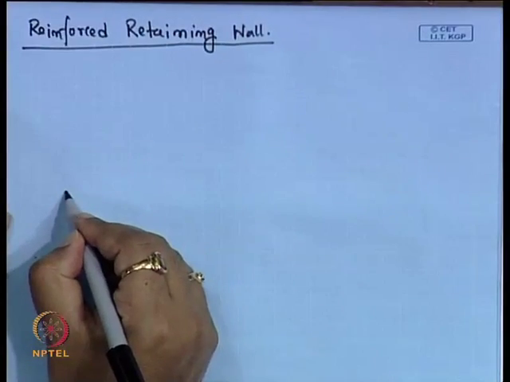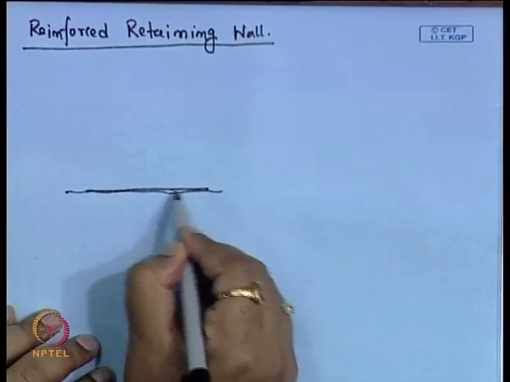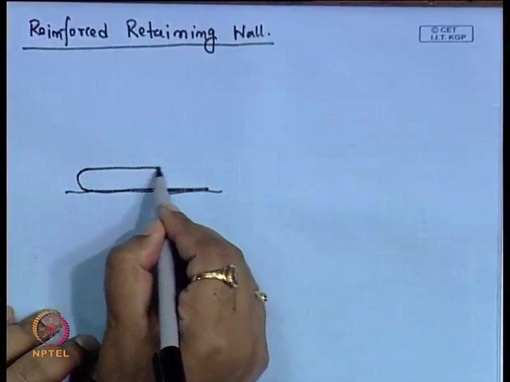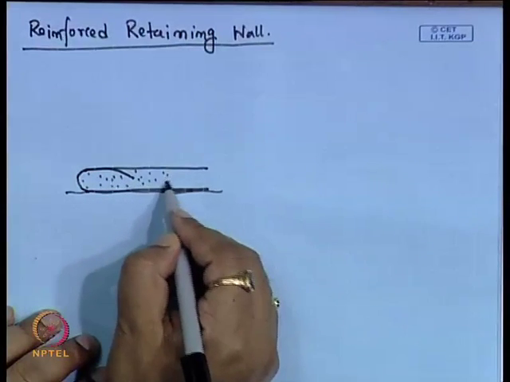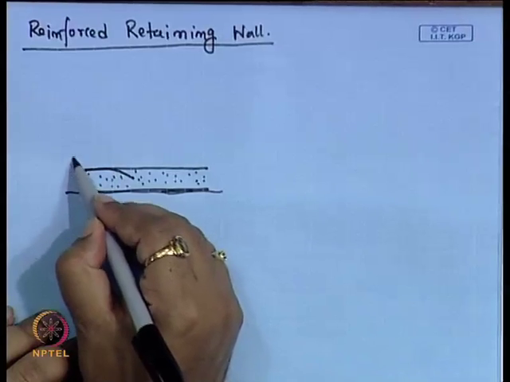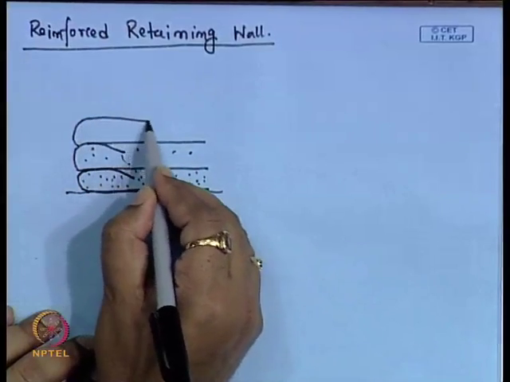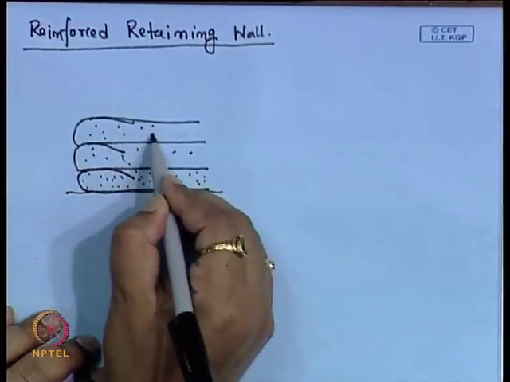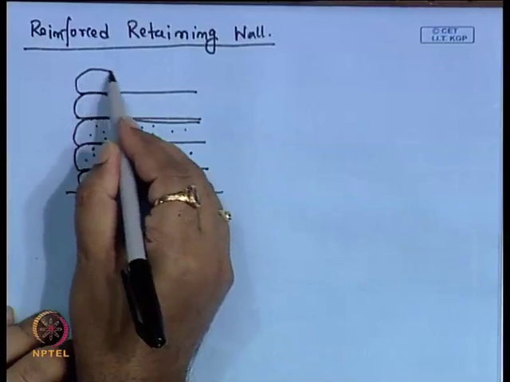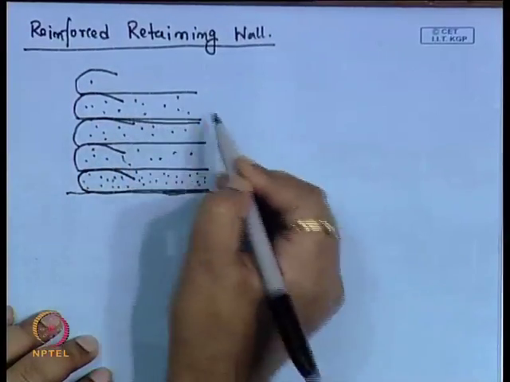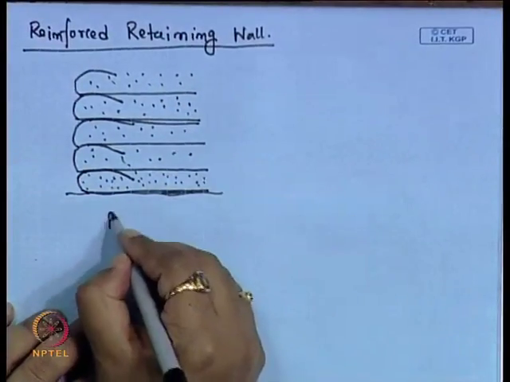I have discussed that suppose this is the existing ground, then above that we construct this reinforced retaining wall. We place one reinforcement here, then we place another reinforcement here. We fold it there, and within those two layers is the compacted sand, then the next layer, and the next layer. So this is sand, and this is our reinforced retaining wall.